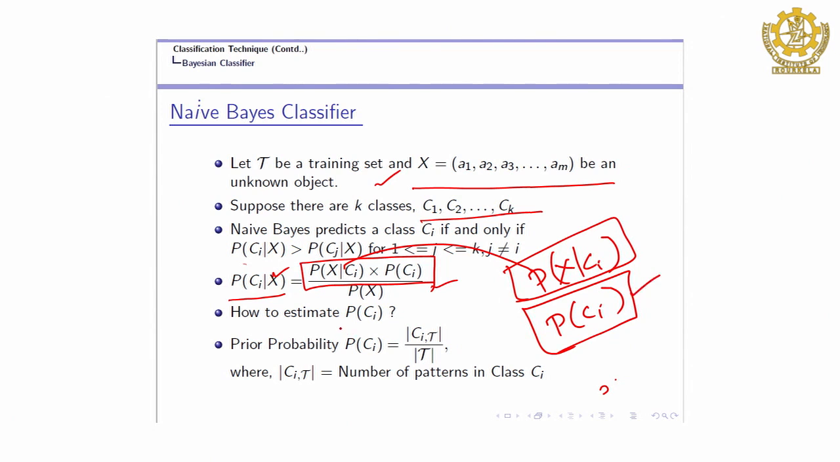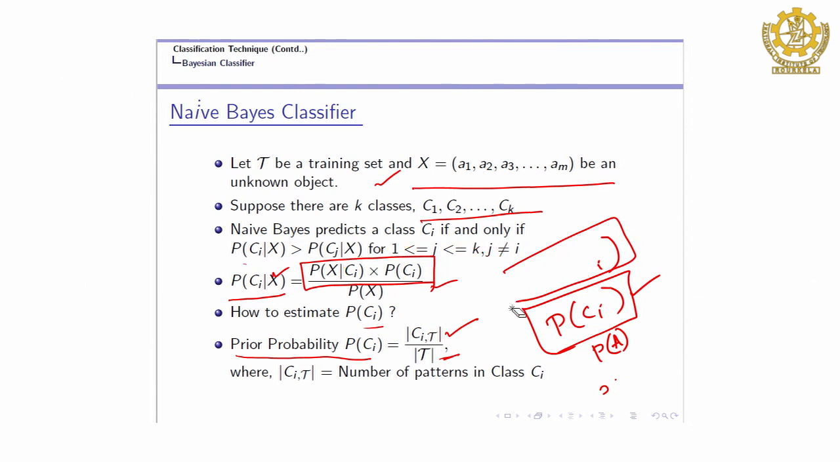How do you compute the probability of a given class? If there are 100 examples and there are 3 classes, and 30 instances belong to class A, then what will be the probability of class A? It is 30 divided by 100: how many objects belong to a particular category, divided by the total number of training samples. This is something called the prior probability. Prior probability is how many patterns belong to class Ci in the training data set, divided by the total number of instances in the training data set. That gives you the prior probability.